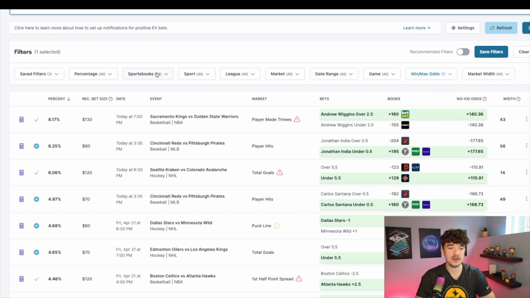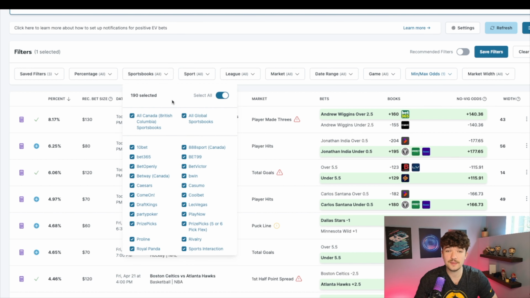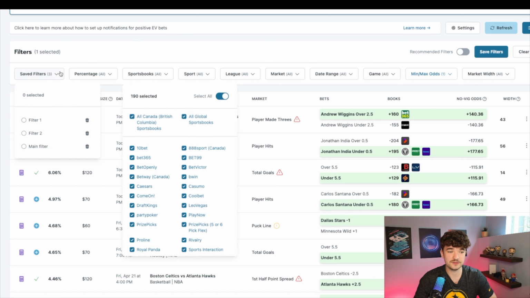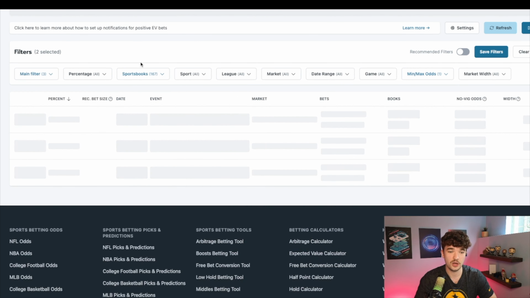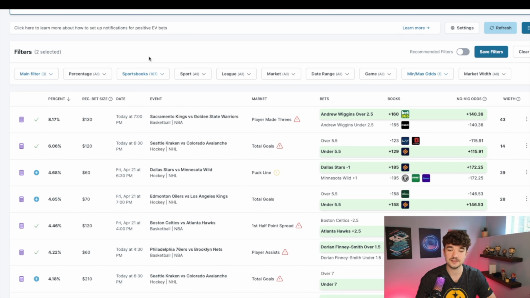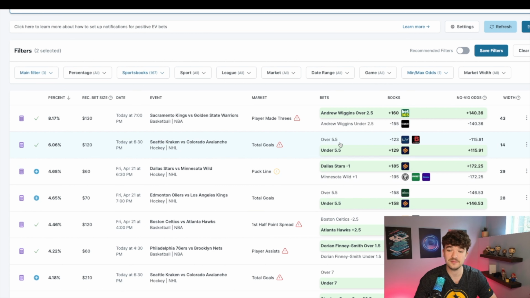Then when I go in here, I'm in Canada, and so I have a main filter where I filter through all of the books that I have access to. It pops up with all the bets that I can place. It keeps the width at a good number, nothing over 60, keeps my odds to bet at anything under plus 190, and shows me the bets that I can take based on the sportsbooks that I have access to.